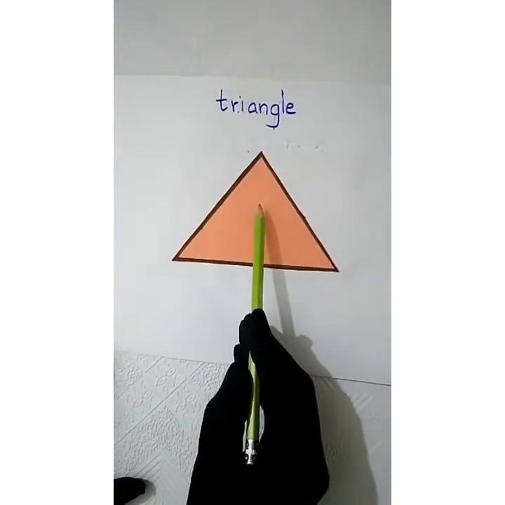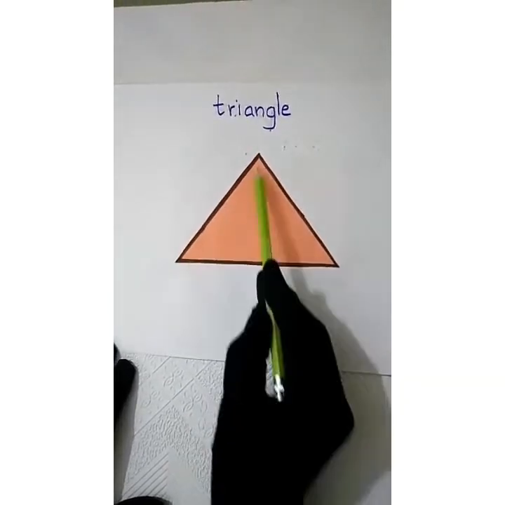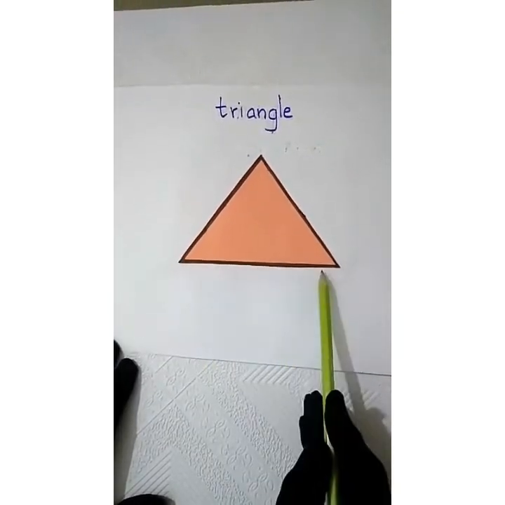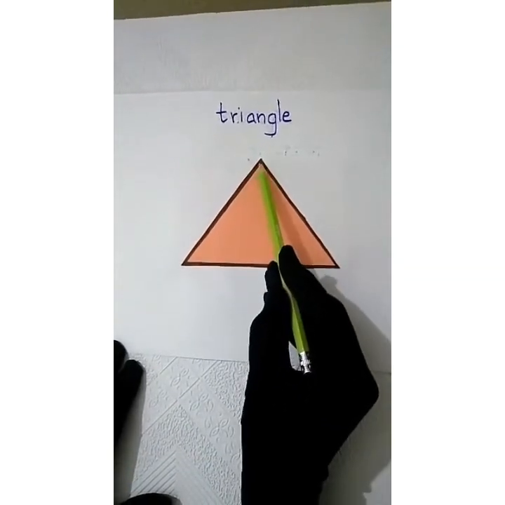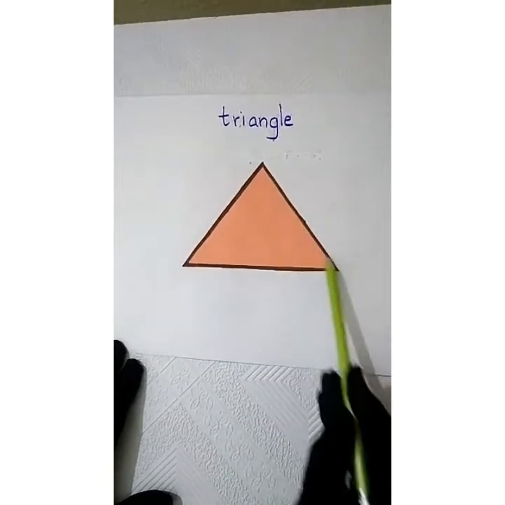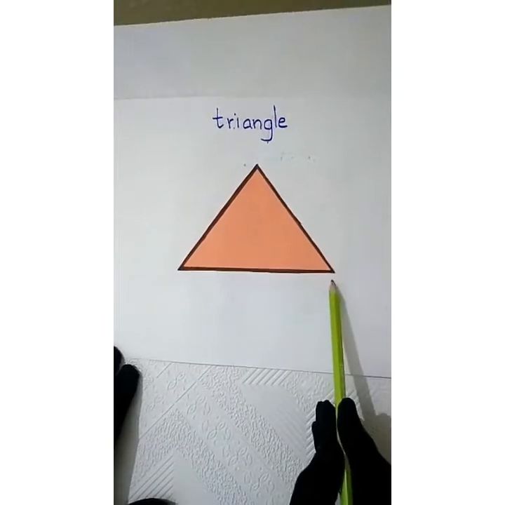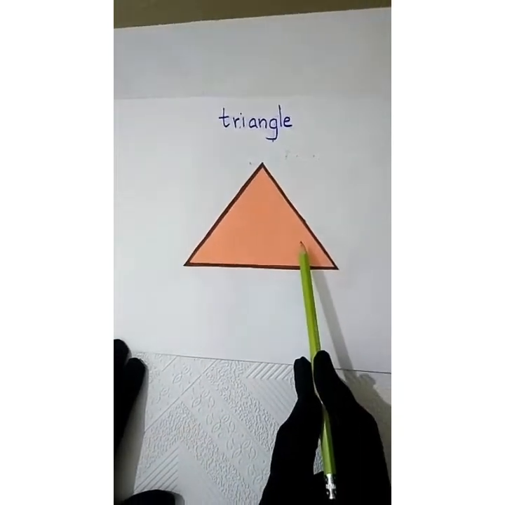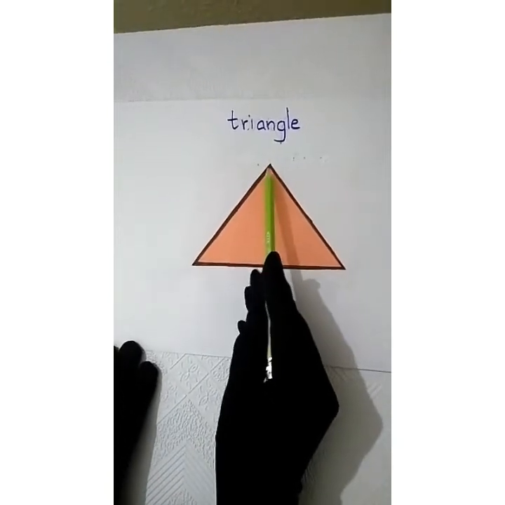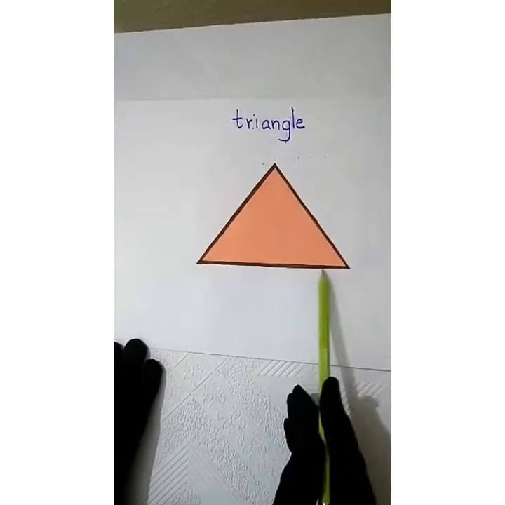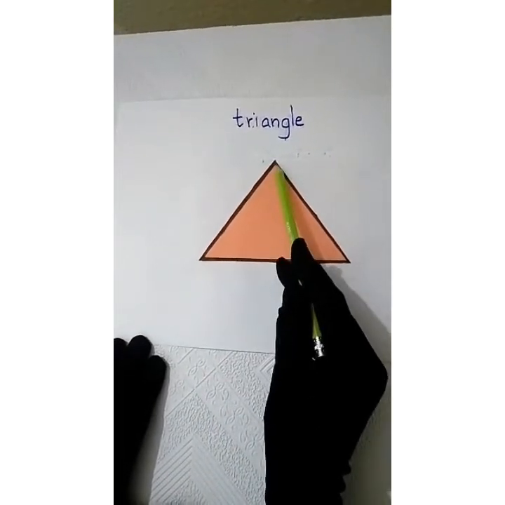Look at this shape. It is made of three straight lines. Two of them are slanting lines and the third one is a sweeping line. This shape is called a triangle. It has three straight lines and three corners.